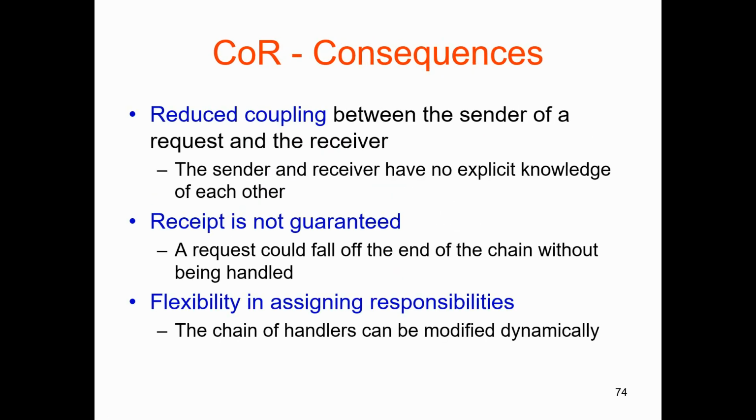Okay, let's see the consequences. By using the chain of responsibility, what do we get? First, of course, the first advantage is that we reduce the coupling. Because the sender doesn't know who is the actual receiver, we decouple the sender and the receiver. Also, the receipt is not guaranteed, so the request may fall off the end of the chain without being handled. That's also possible. And we have flexibility in assigning responsibility, so the setup of the chain can be modified anytime you want.